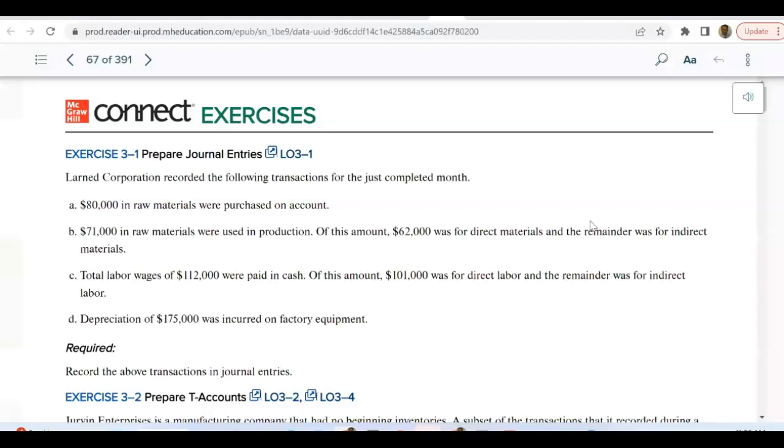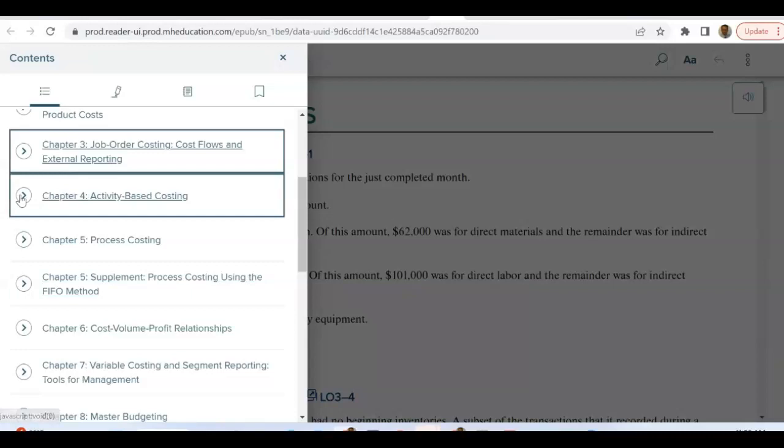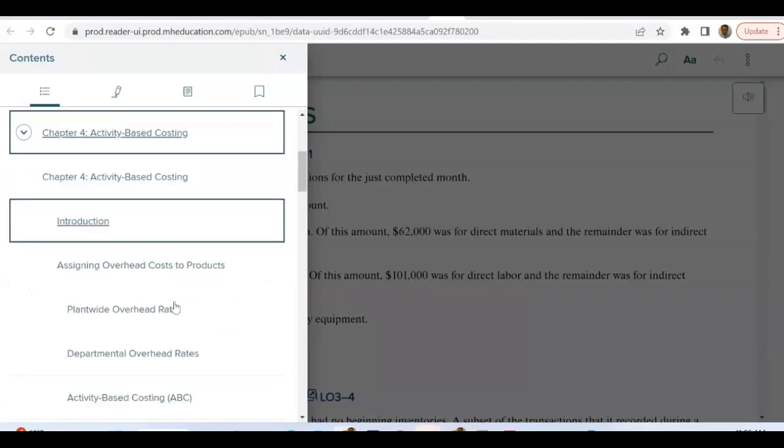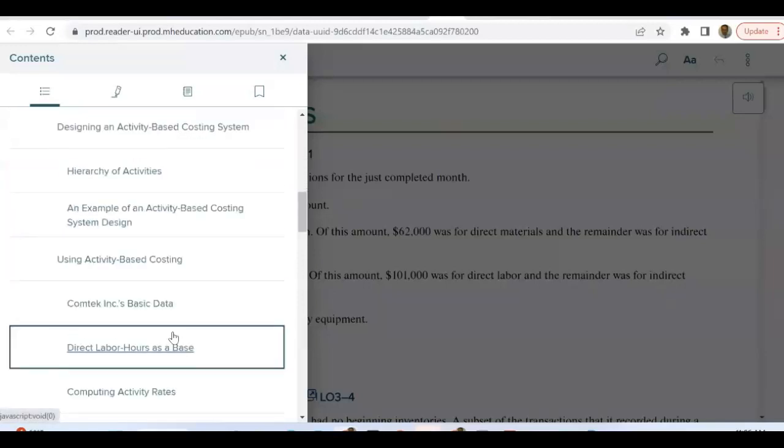Go to chapter 4 and do some problems. Those problems that I'm going to do are most probably in your homework assignments, so it will help you get a little more familiar with your homework exercise problems. So I'm going to go to chapter 4 all the way down.